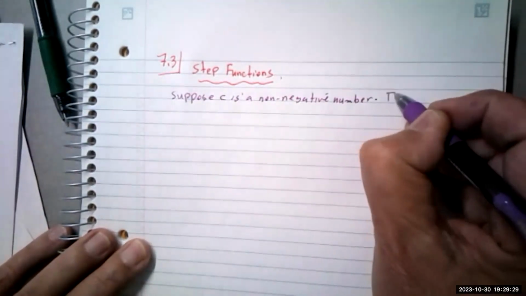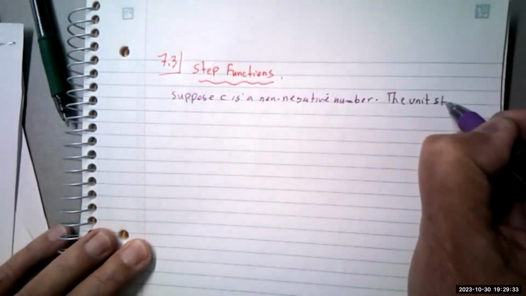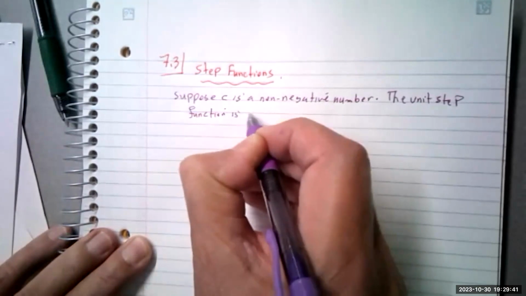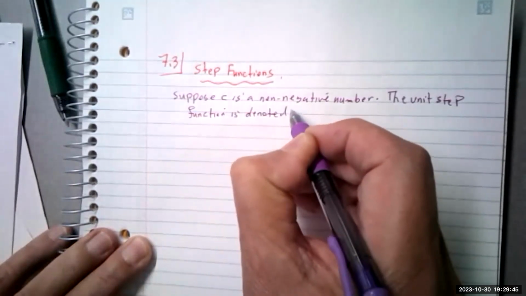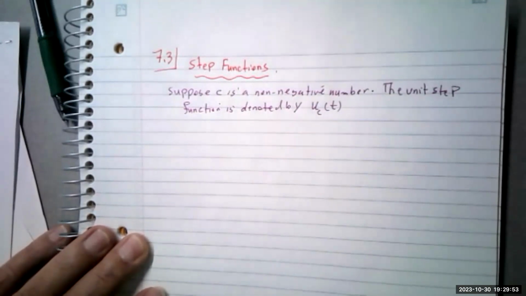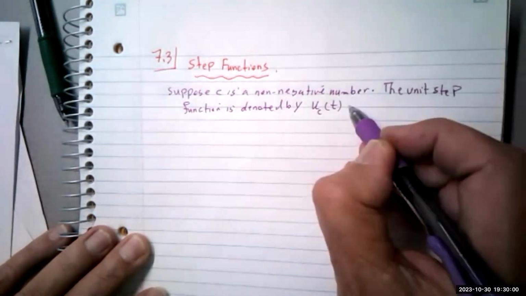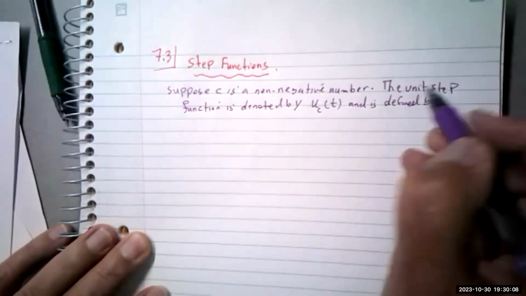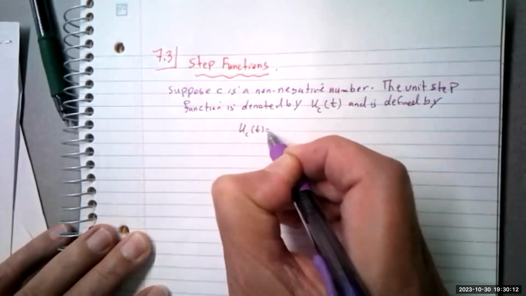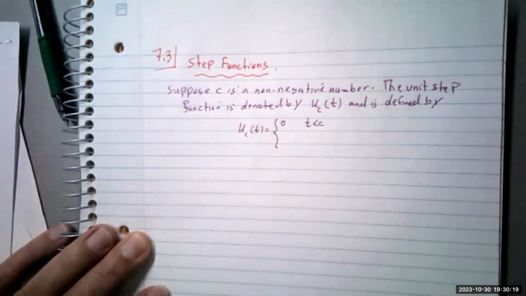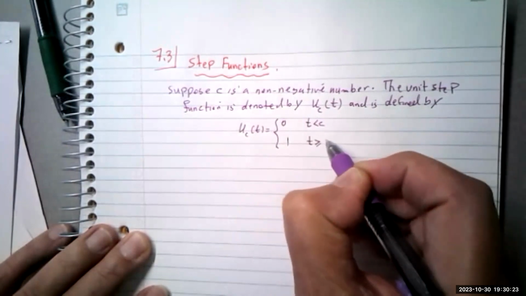Okay, now the step function, or the unit step function. The unit step function is denoted by this notation, u_c(t). We use the variable t because it's coming from application problems. c is the base, if you like, and u_c(t) is defined by, this is the definition: u_c(t) is equal to 0 if t is less than c, but is equal to 1 if t is greater than or equal to c.